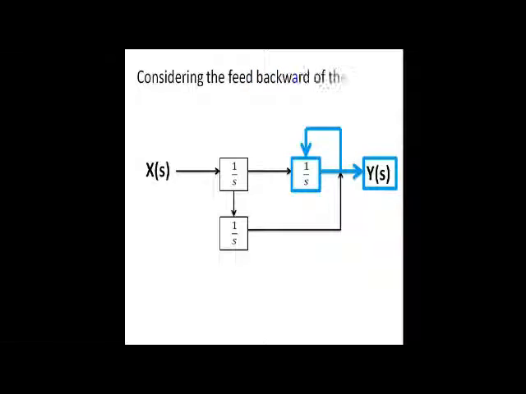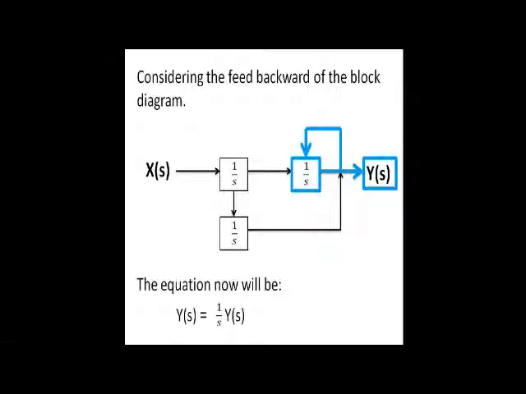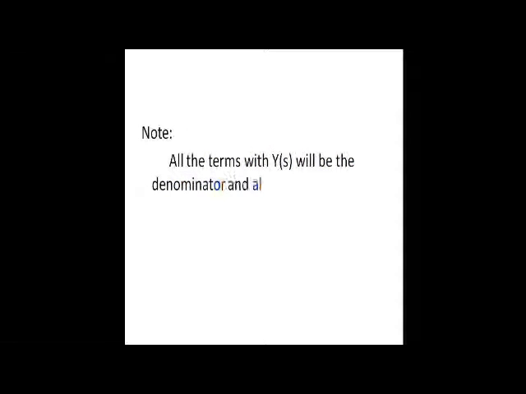Considering the feed backward of the block diagram, the equation now will be Y(s) = 1/s Y(s). Adding this to the equation, we have Y(s) = 2/s^2 X(s) + 1/s Y(s). Note, all the terms with Y(s) will be the denominator and all the terms with X(s) will be the numerator.